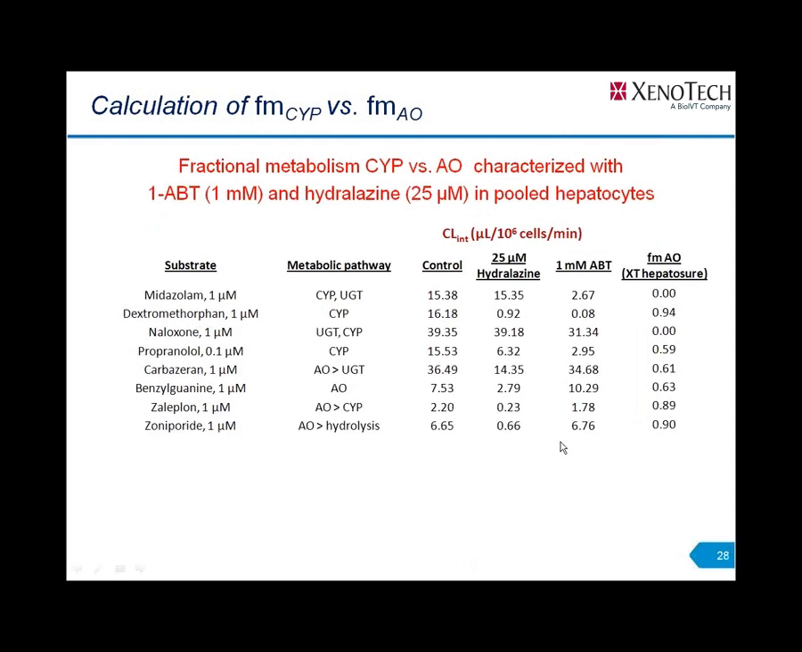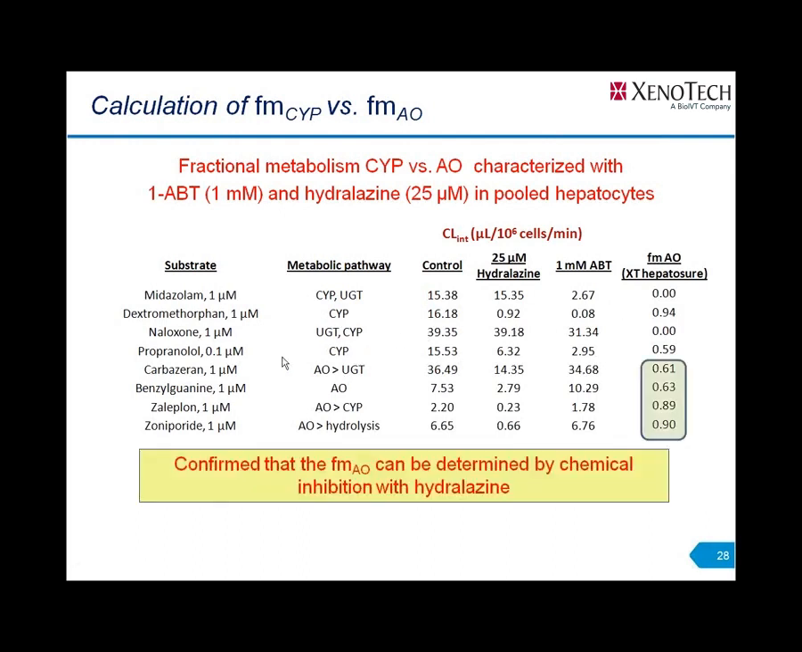So getting right into what we obtained, here's a set of compounds that we examined with varying metabolic pathways. We looked at the intrinsic clearance of these compounds in pooled human hepatocytes using our flagship HepatoSure product, which is a pool of 100 individuals' hepatocytes. And we dosed these hepatocytes with an inhibitory concentration of hydralazine. So with 25 micromolar hydralazine, you would, in theory, knock out all of the AO. And we also did treatments with 1 millimolar aminobenzotriazole, which would knock out all the P450.